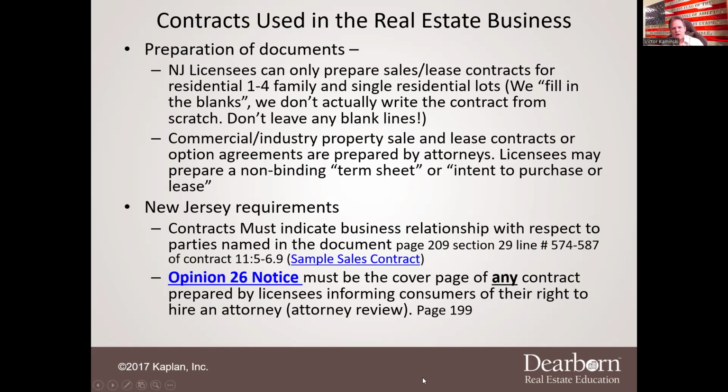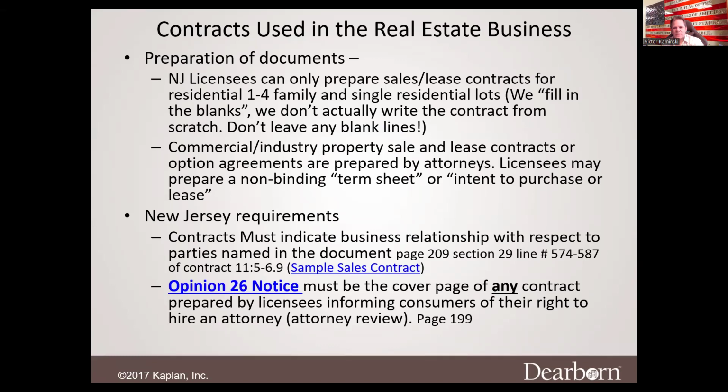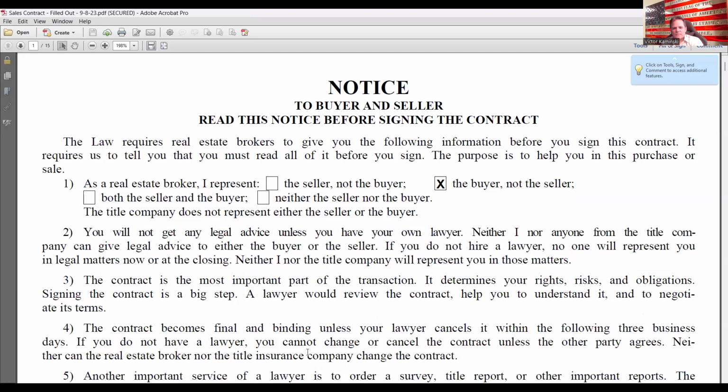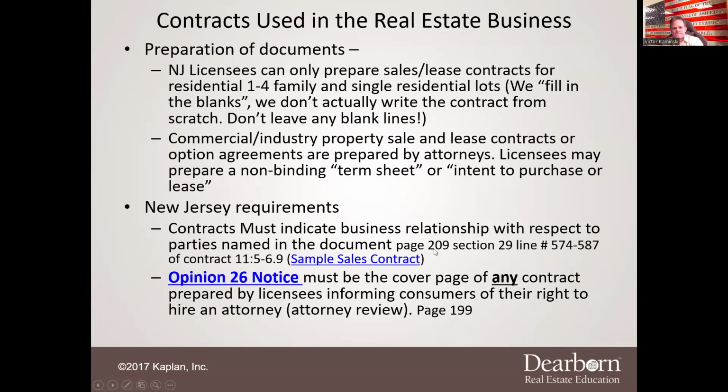Here, let me actually open up a contract so I could keep referencing it to you. That may make things a little bit easier. Let's see if I got a sales contract here that's been filled out. And I do. Now, let's see what that slideshow said again. It said section 29 of the contract. So the page numbers may be a little different because the contracts change sometimes, so the line numbers may be different rather. But section 29 of the contract.